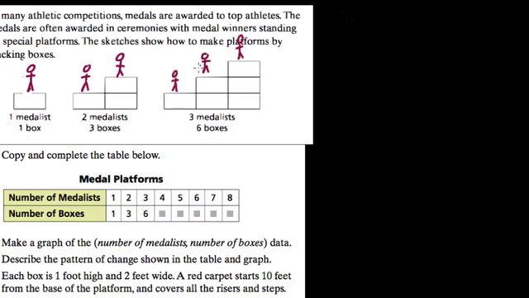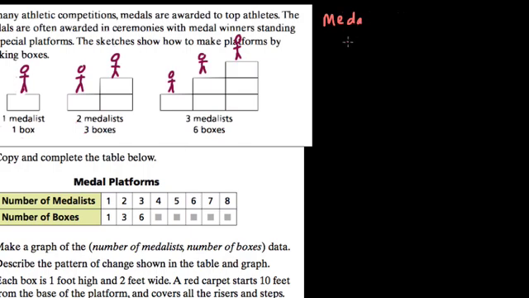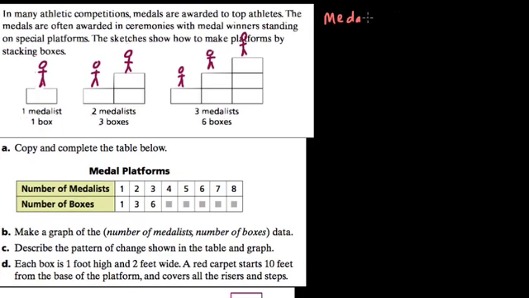So we're looking at the relationship between the number of medalists and how that relates to the number of boxes we would need to hold them. So it's medalists, we'll call that x, the independent variable, and the number of boxes, y, the dependent variable. So we're trying to think, how do these two things relate to each other for any number of medalists?